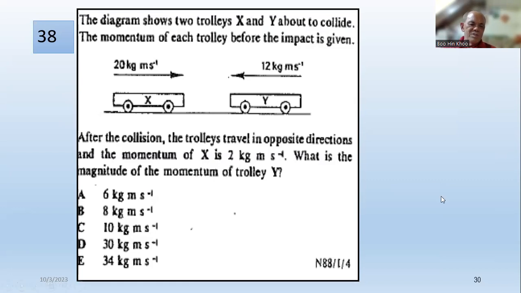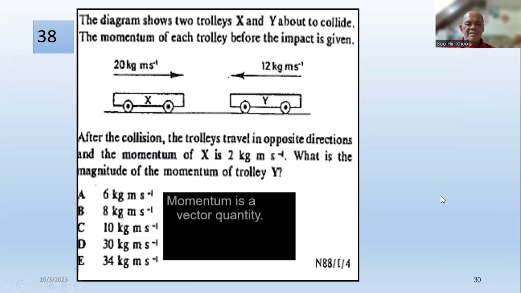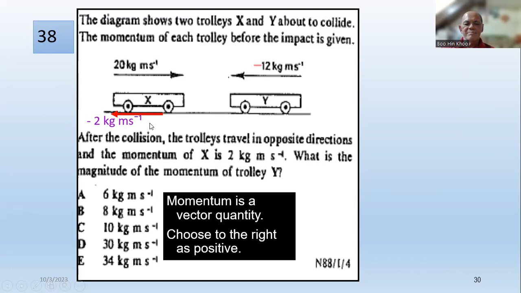So draw on the diagram what is given. Momentum is a vector quantity. That's important to remember. This is an old question, November 88, paper 1, number 4. Choosing the right as positive is your choice. The final momentum of X is given as 2, so put a negative sign there yourself. We took the right as positive, so the left is negative. So you want to find that one there.